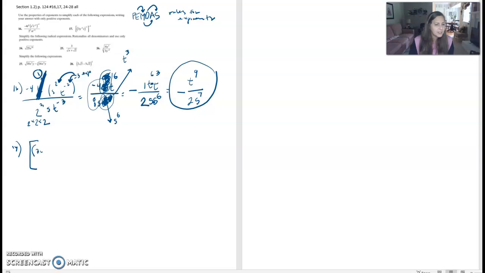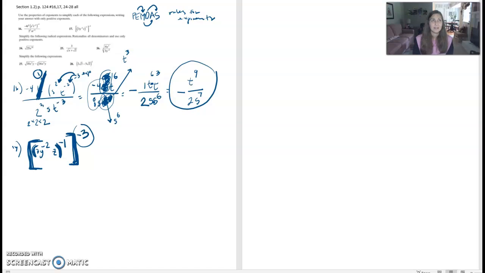Brackets, parentheses, 3y to the negative 2z, all that's being raised to the negative 1, and then all of that is being raised to the negative third. Now, these brackets and these parentheses are really, really important. This is telling me that this entire monomial, it's one term, it's a monomial, this entire monomial is being raised to the negative third power. And the parentheses tell me that the monomial is also being raised to the negative 1.